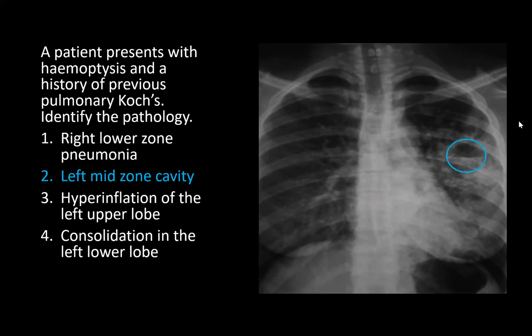So here you will notice that there is a cavitatory structure, a loosened structure with an air fluid level. The air is above, the fluid is below, and this is a left mid-zone cavity. So you can automatically rule out two options because it says left upper lobe, left lower lobe. Lobe is not usually a term that we use as a descriptive for the radiographic appearance of the chest. You would prefer something that has zone in it. And also the pathology is not necessarily located to that area. The pathology is here in the mid zone and somewhat in the lower zone, and this is a cavity.